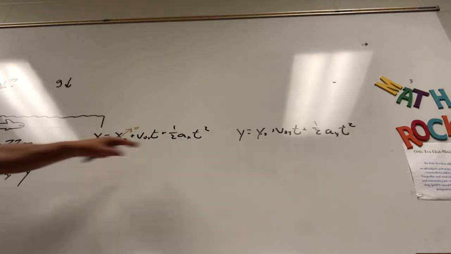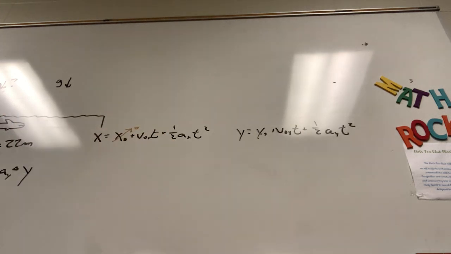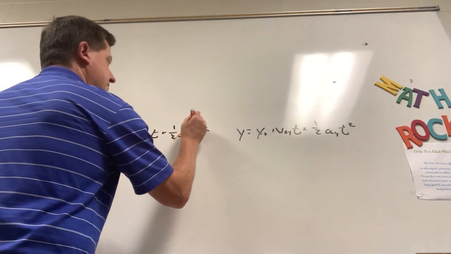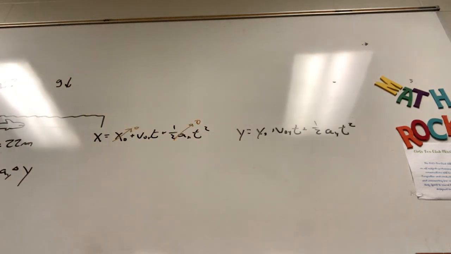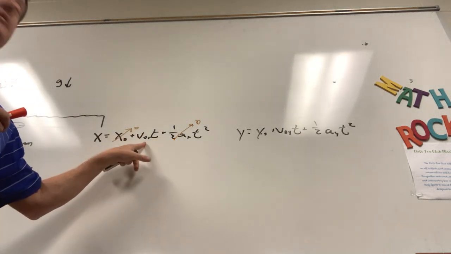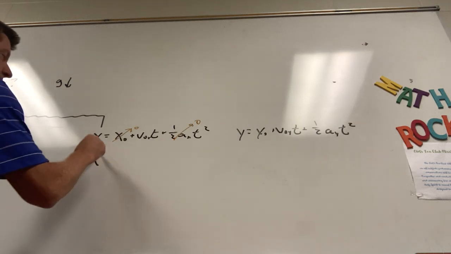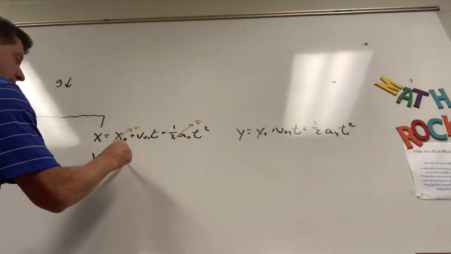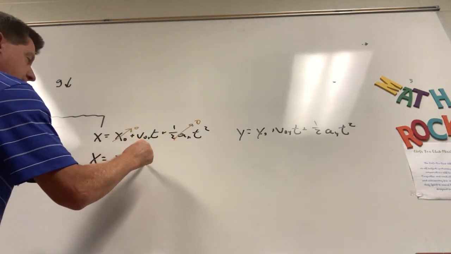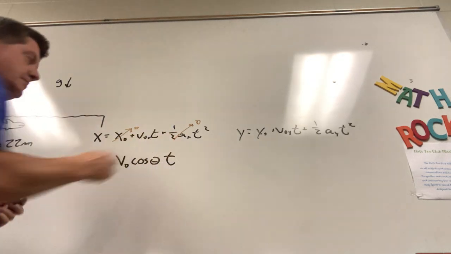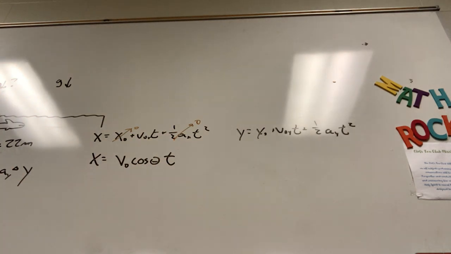What is my horizontal acceleration? Zero. Horizontal velocity. V naught cosine theta t. We were right, so I'm not completely wrong.